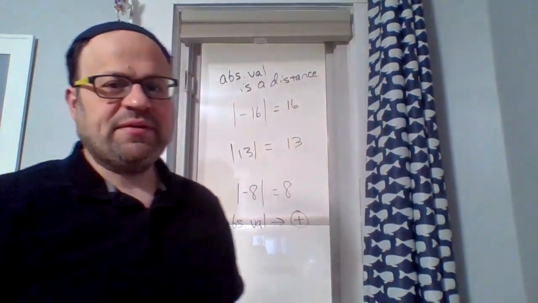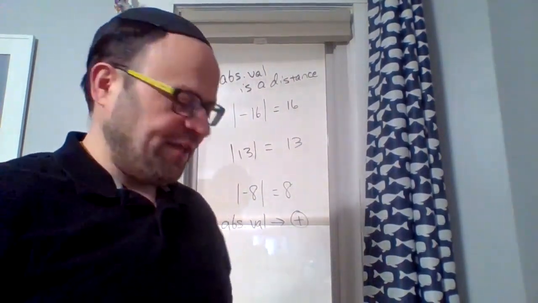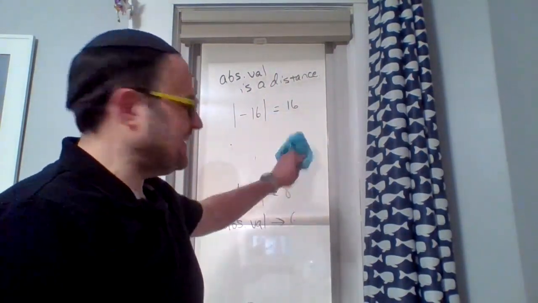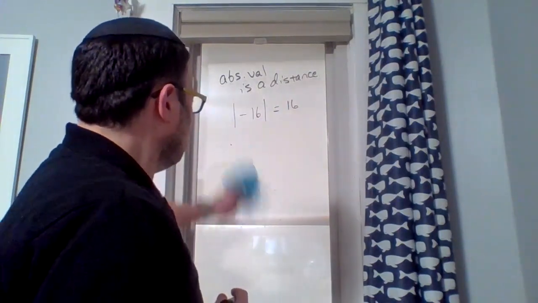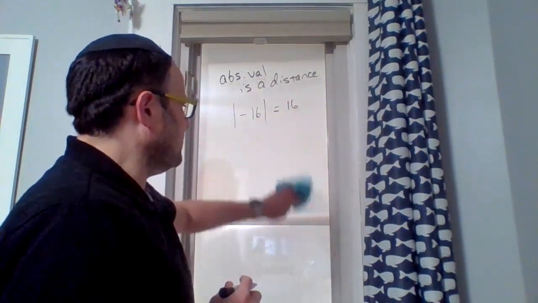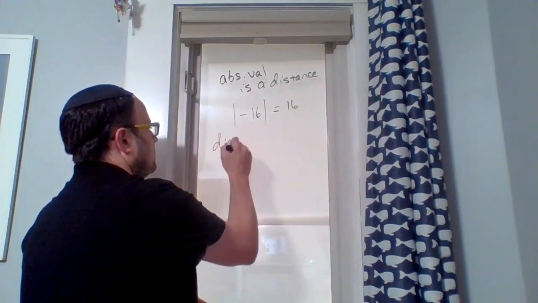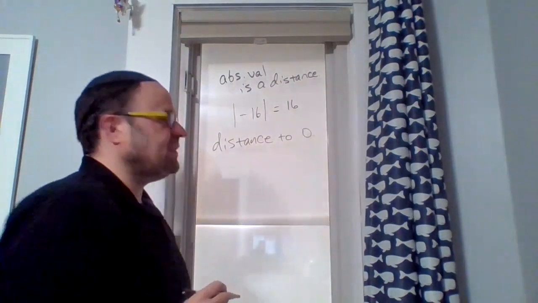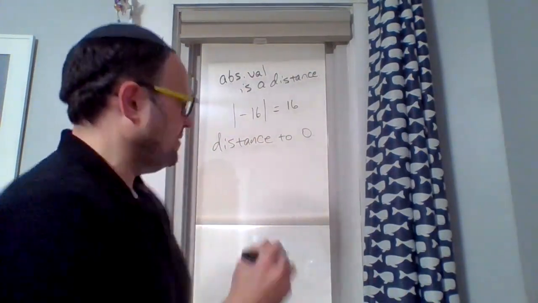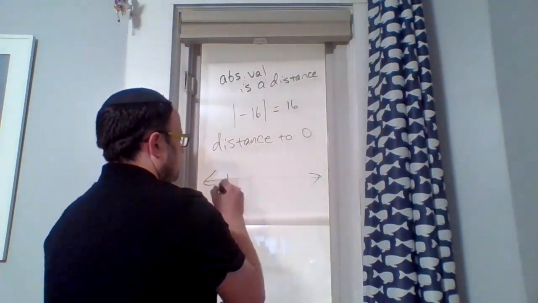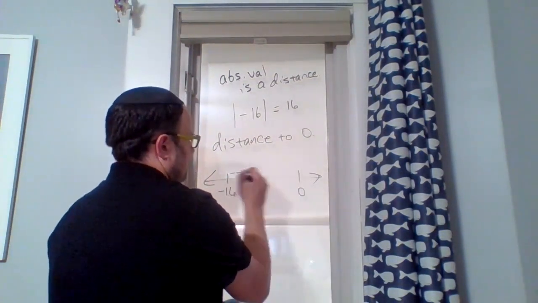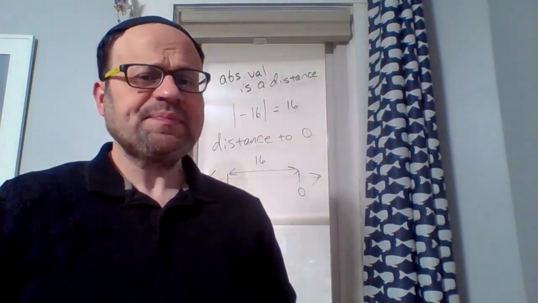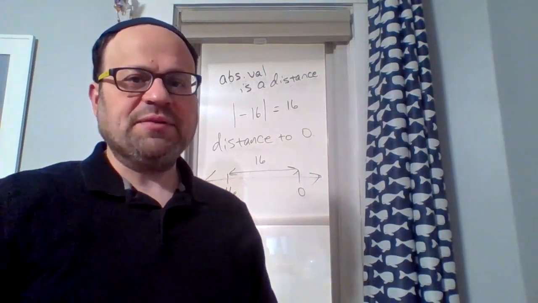It's a measurement. So if I ask you what's the absolute value of negative 16, what am I really saying? What's its distance? What's the distance to 0? Distance to 0. So what's the distance from negative 16 to 0? 16. 16 away. That's really what's going on with absolute value.